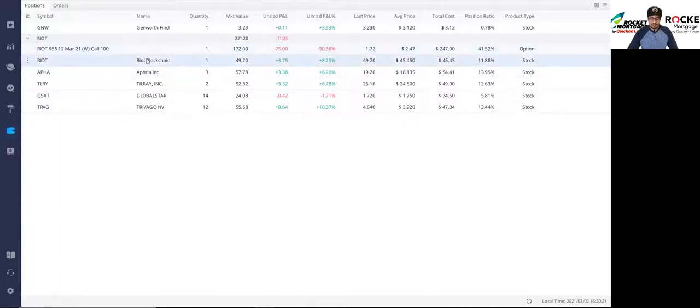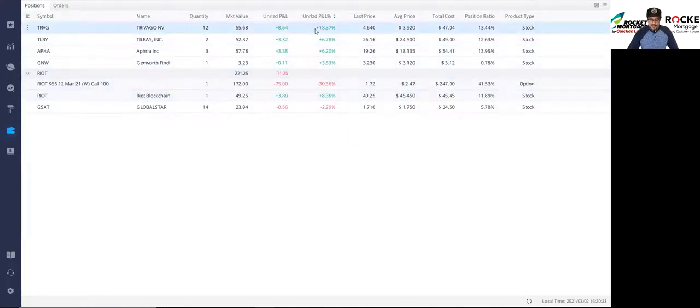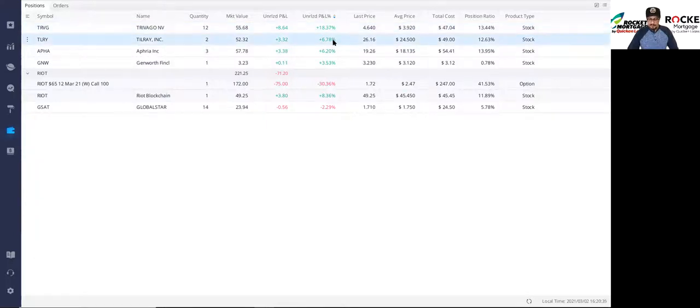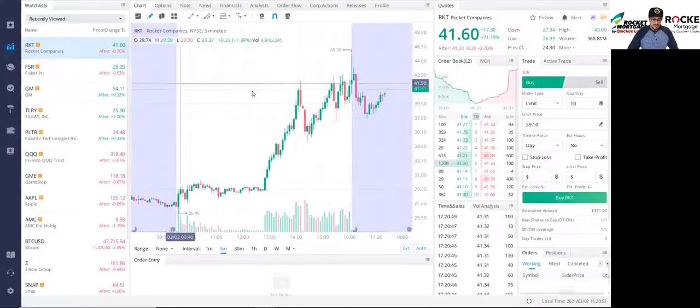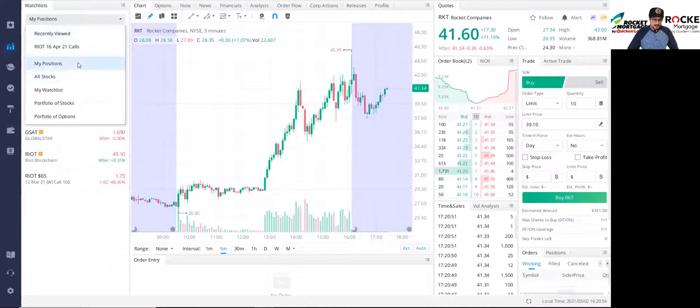Now I did also buy Riot, the actual stock. I do own Aphria. I do own Tilray again. I do own GSET and TRVG, Trivago. So if you look at my positions, I am up 18% on Trivago. It's about 7% on Tilray, 6%. On Aphria, this is a free stock, so I'm not really too worried about this one. Of course, Riot is my main position, especially the call option. And I want to go over it really quickly in terms of the chart. So kind of going over my positions, here they are.